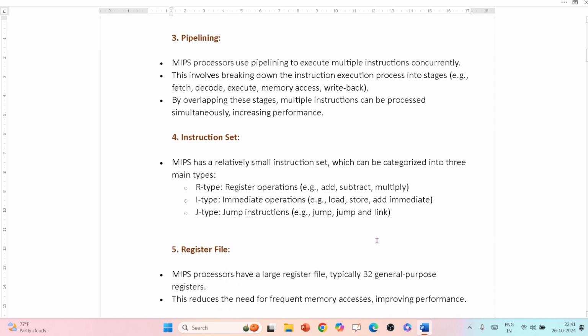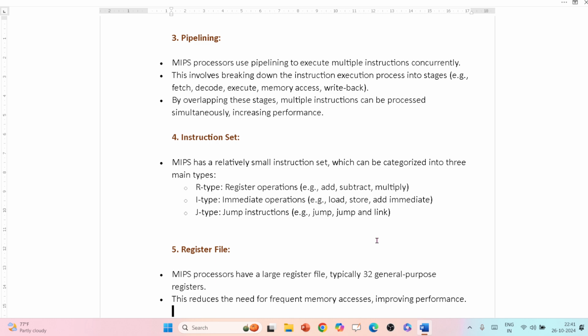So the third one is about the pipelining. MIPS processors use pipelining to execute multiple instructions concurrently. That is the parallelism. This involves breaking down the instruction execution process into stages. That is fetch, decode, execute, memory access, and write back. By overlapping these stages, multiple instructions can be processed simultaneously, increasing the performance.